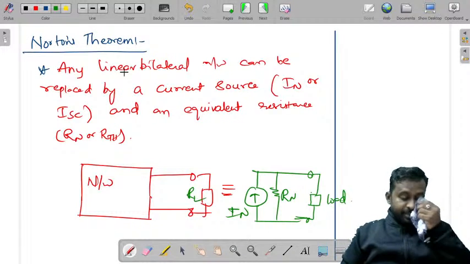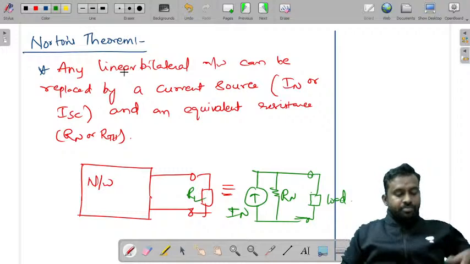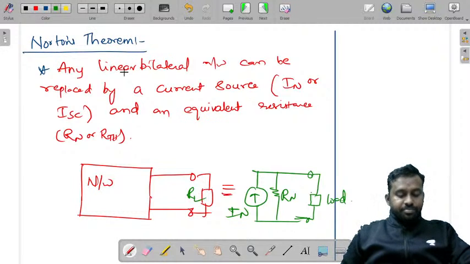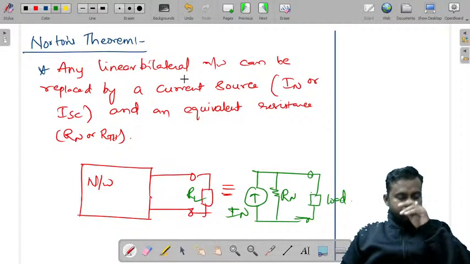Whereas previously we have seen we can replace it by a voltage source in series with a resistance. Now we are replacing it by a current source in parallel with a resistance. And so Thevenin's and Norton's theorems are generally nothing but the source transformation. Now let us look at this. How do we do this?